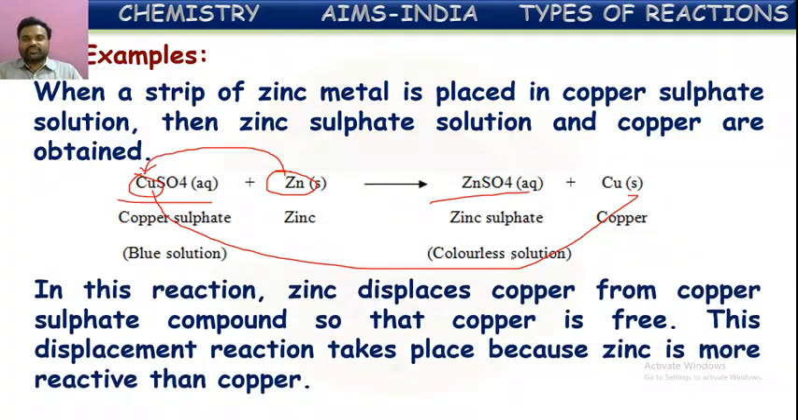So in this reaction, zinc displaces copper from the copper sulfate compound so that copper is set free. This displacement reaction takes place because zinc is more reactive than copper. So the copper formed will appear like a brown colored precipitate on the zinc metal.